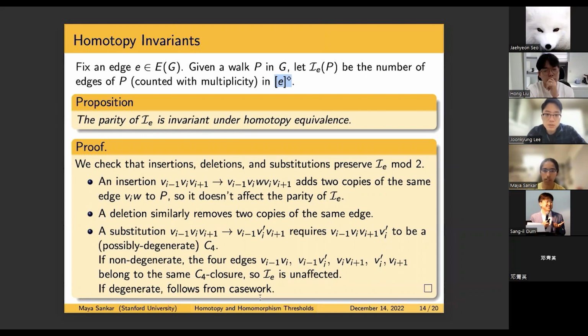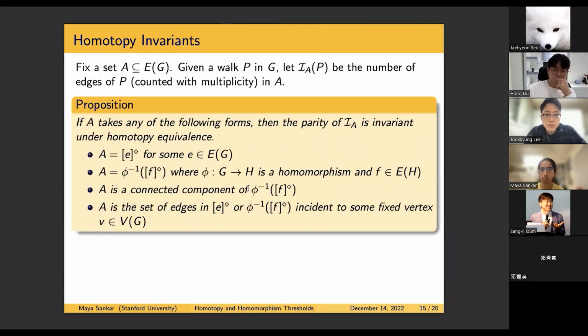If the C4 is degenerate, then this is casework. Basically, you ask if v_{i-1} equals v_{i+1}, or if v_i equals v'_i. And in each case, it's a similar flavor to the first two bullet points. So you can define a bunch more homotopy invariants.